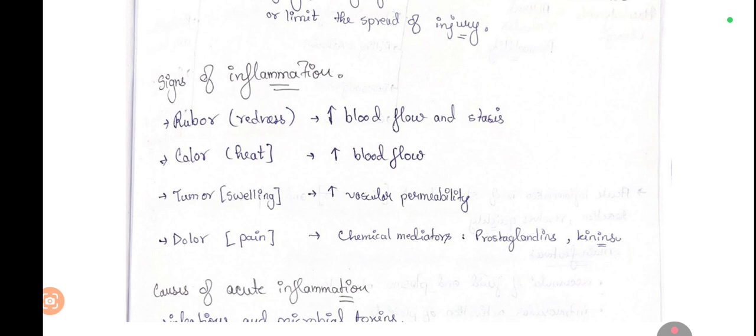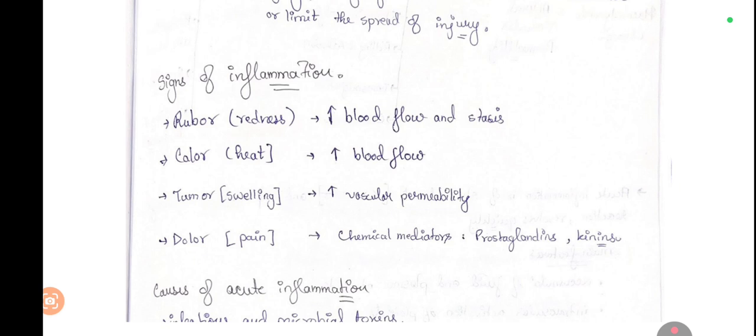Okay, so the signs are redness. Wherever the injury is, there we can see redness, a rise in local heat, swelling at that site, and also pain. If you see these four things, then you can say that it is inflammation. So redness, heat, swelling, pain are normal words, but in medical terms, redness is rubor.